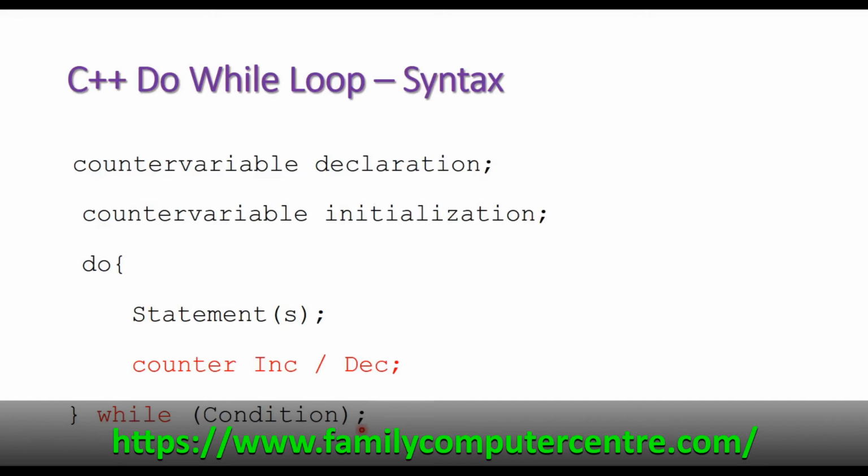So here the only difference between the while and do-while loop is that the do-while loop will execute at least one time even if the condition is false, because the condition will be checked at the end of the loop. So at least one time this loop will be executed. Correct? Everything else is the same as the while loop. So let's try that example using the do-while loop.